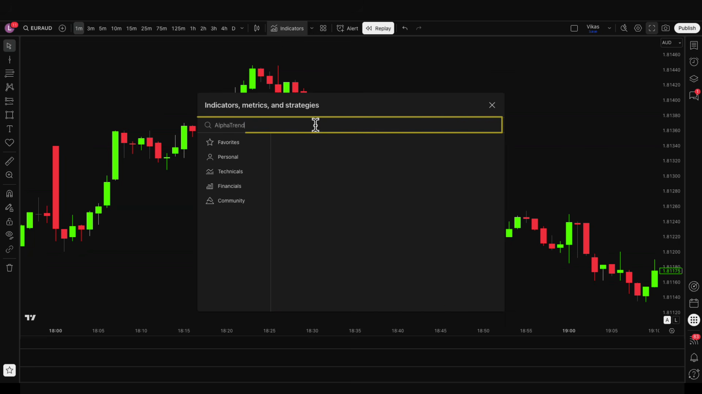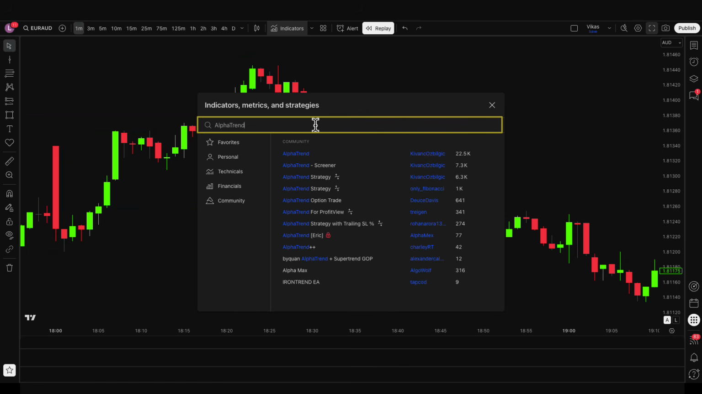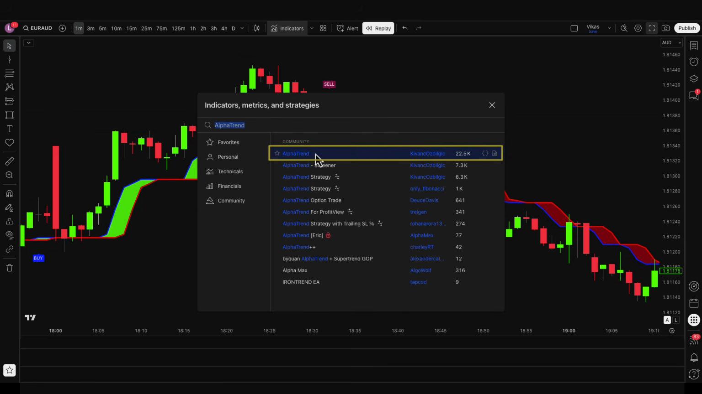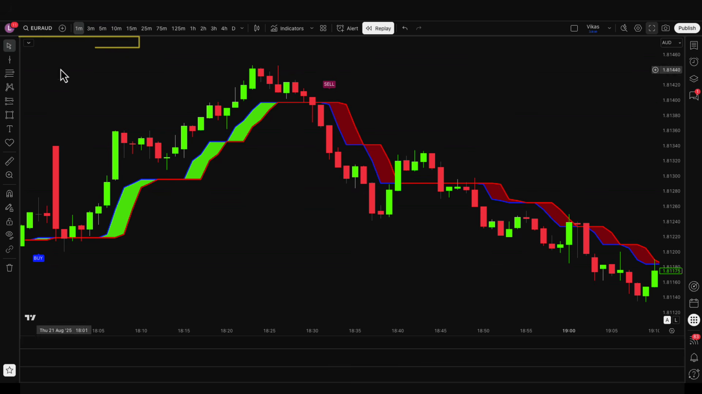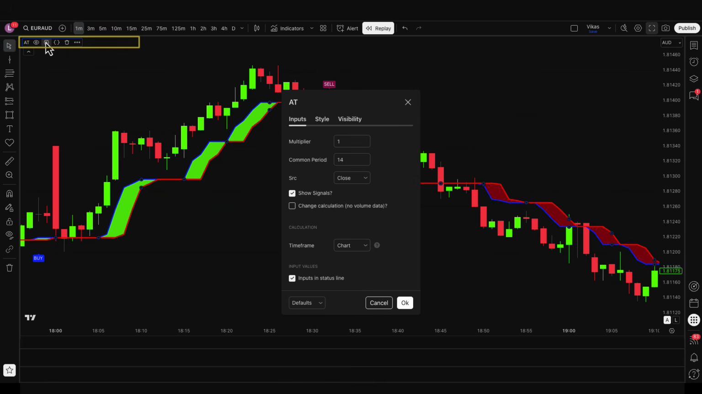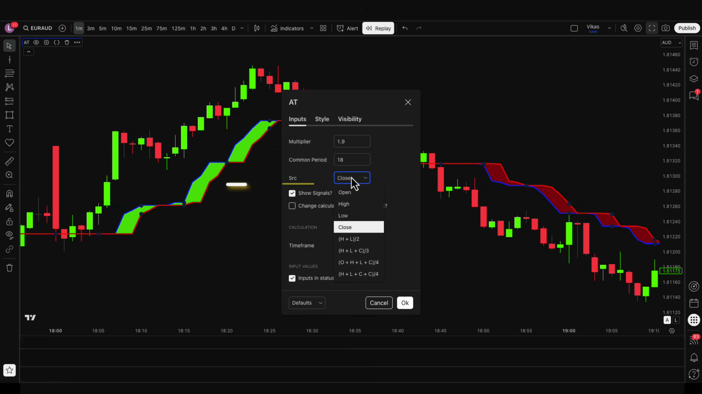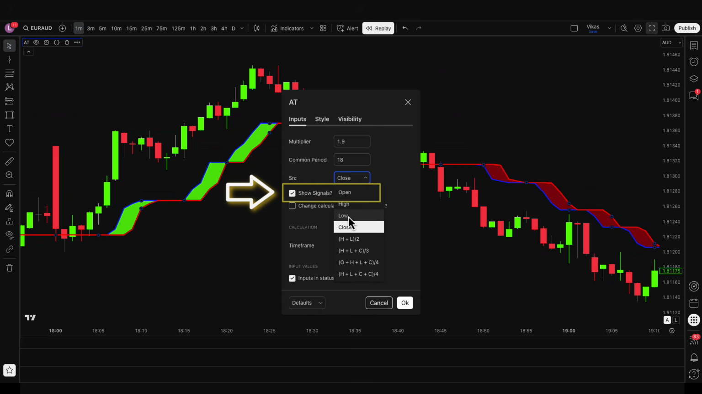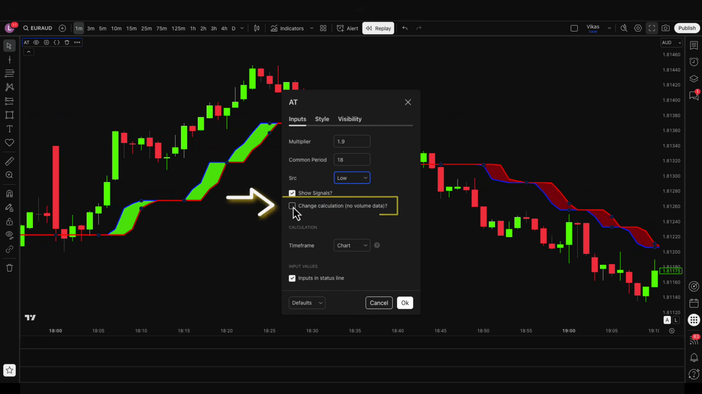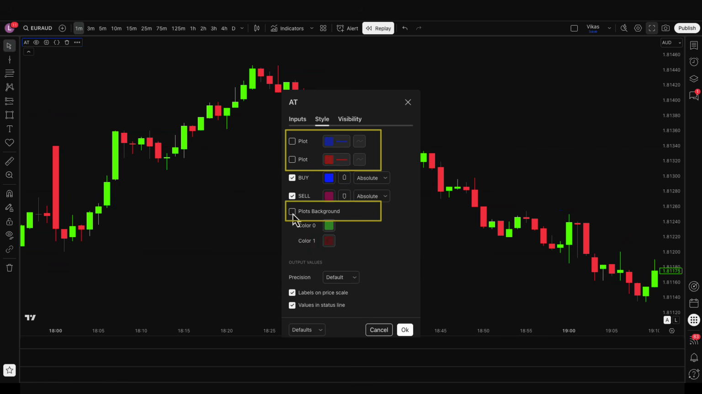First of all, we will search the Alpha Trend indicator in the search box of TradingView. After that, we have to click on the Alpha Trend option, in which we have to change some settings. We have to change this multiplier option from 1 to 1.9. We have to change this common period option from 14 to 18. We have to change this SRC option from close to low. We need to click this option. We need to hide these options.